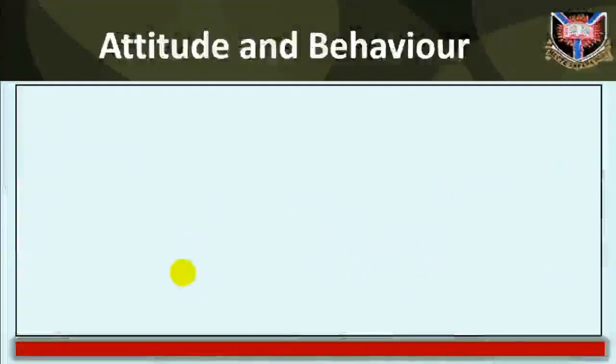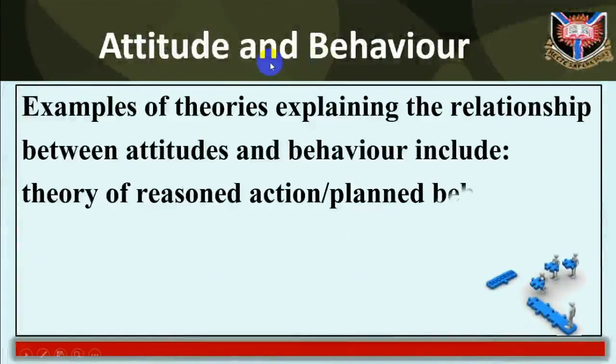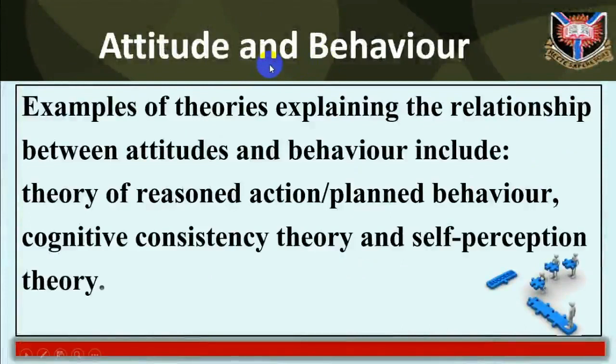Attitude and behavior. There are many theories that have been discussed extensively to explain the connectivity between an attitude and behavior, whether attitude predicts behavior or behavior has some effects on individuals' attitudes. The section discusses theories explaining the relationship between attitudes and behavior. The theories discussed include theory of reasoned action or planned behavior, cognitive consistency theory, and self-perception theory.